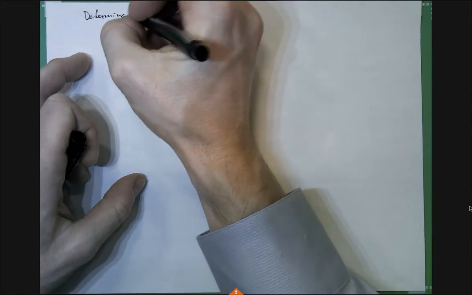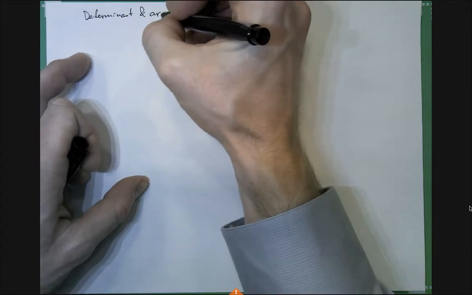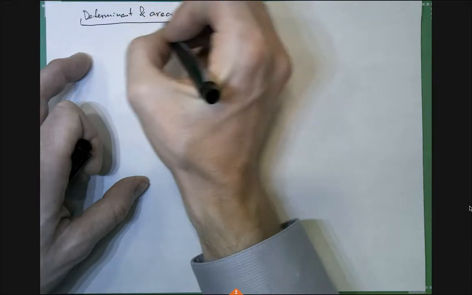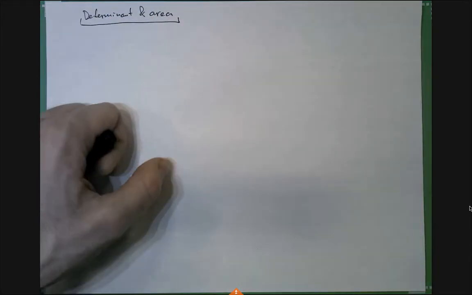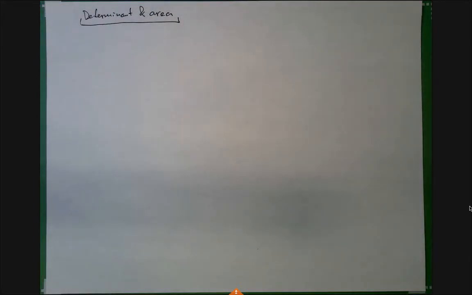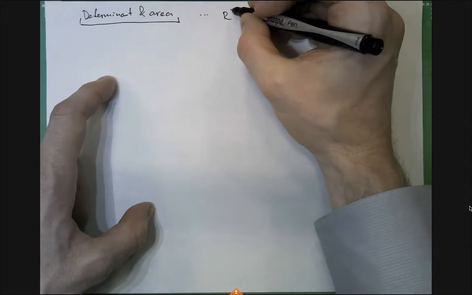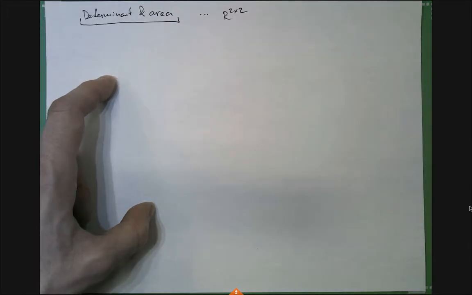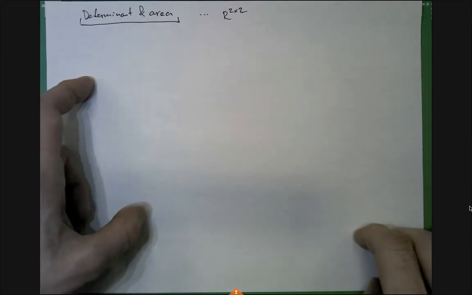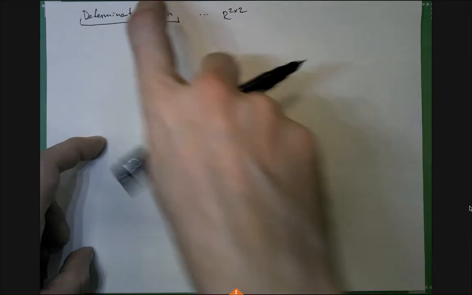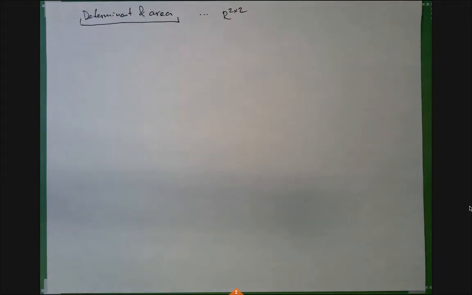Determinant and area. By area, I mean that we are now, well, I'm going to first work it out in 2D. So let's look at 2D matrices, our good friends the 2x2 matrices. Basically, I want to convince you that the determinant is very closely related to area.